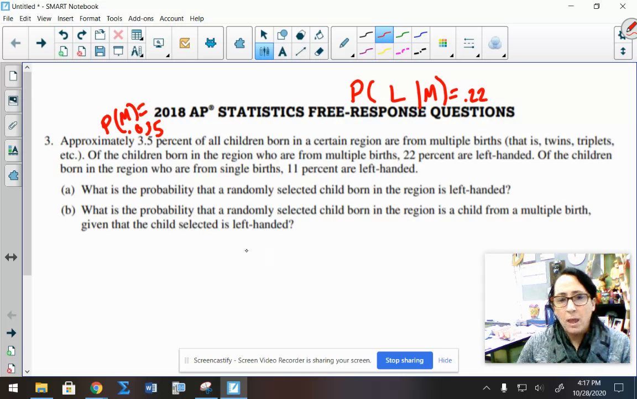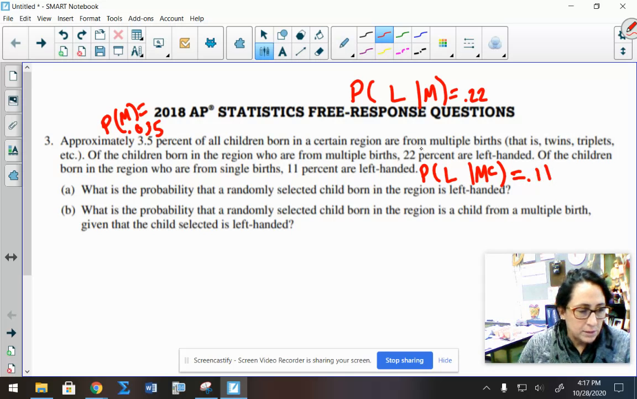Then it says of the children born in the region who are from single births, 11% are left-handed. So this is the probability for those who are not from multiple, so they're from single. First I'm just going to get those three pieces of information that they gave me. Then I'm going to make a tree diagram or a two-way table to help me. I personally like the trees.